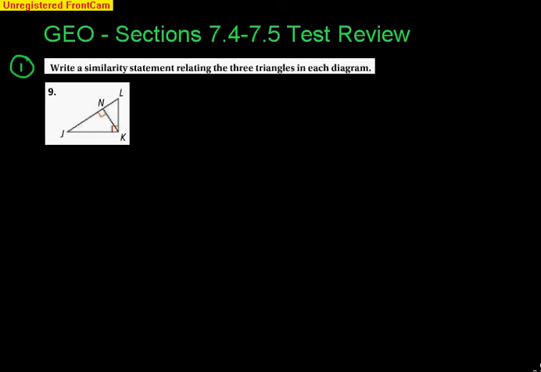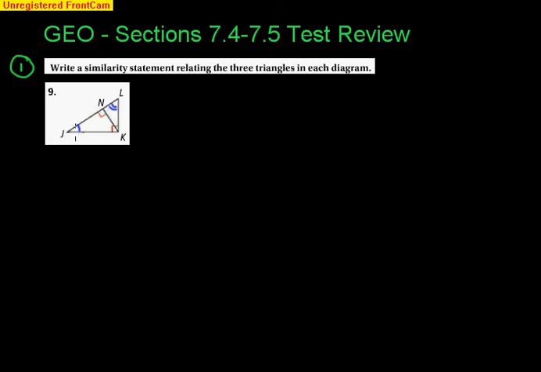Alright, here we go. Section 4. Number 1. Write a similarity statement relating the 3 triangles in the diagram. So, recall, in these problems, you have the big right triangle with an altitude drawn. Well, in the big right triangle, label the other 2 acute angles with 1 and 2 markings. So the 3 triangles are all similar.